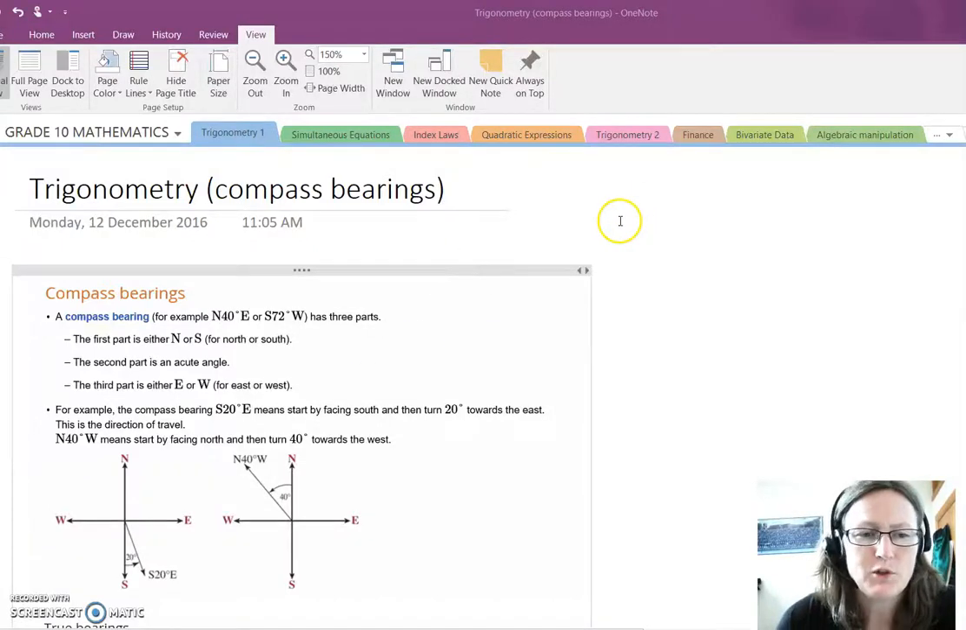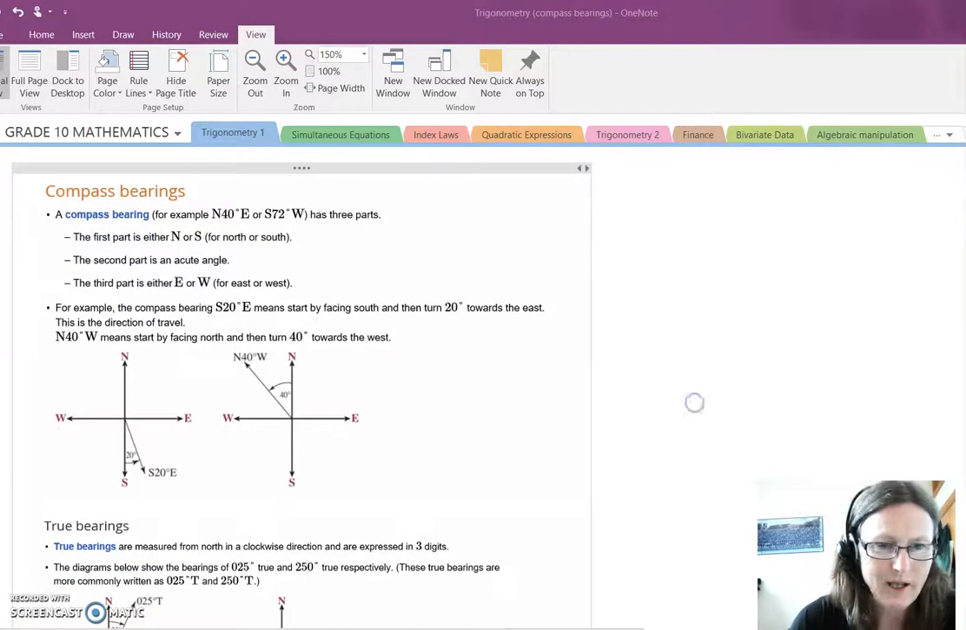Okay, now we're moving on to bearings. A bearing gives the direction of travel from one point to another, so not the distance, but the direction. There are two ways which bearings are commonly written. The first way is compass bearings, the second way is true bearings.